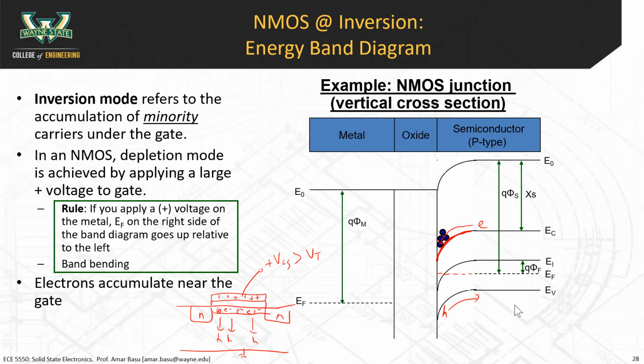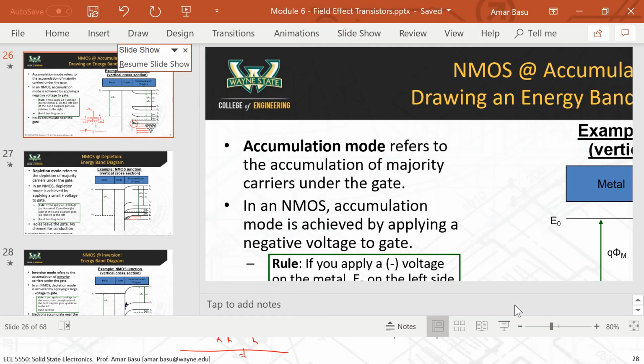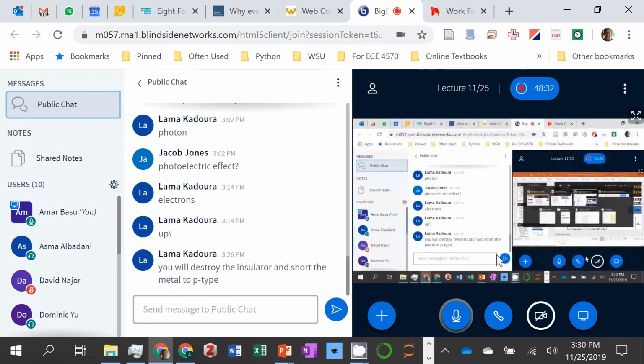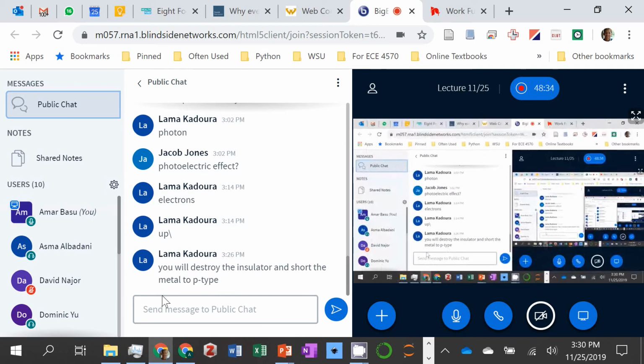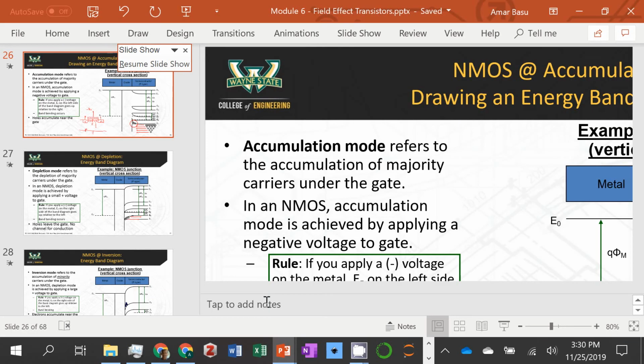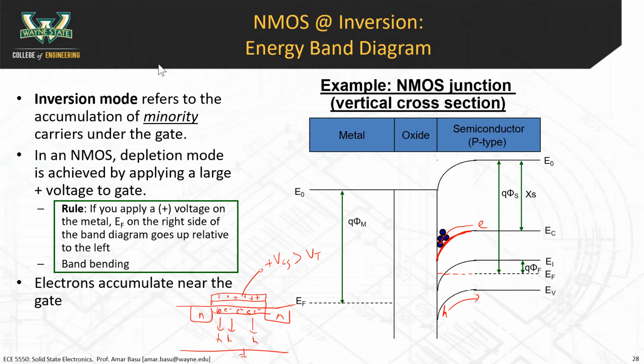Okay, let me just check the chat real quick. Let's see if there's any questions. Okay, Llama has a question. You will destroy the insulator and short the metal to p-type. I think she was just answering your questions in real time. Oh, okay. All right, Llama. Sorry, I missed your answer. Thank you. Okay, let's continue here.